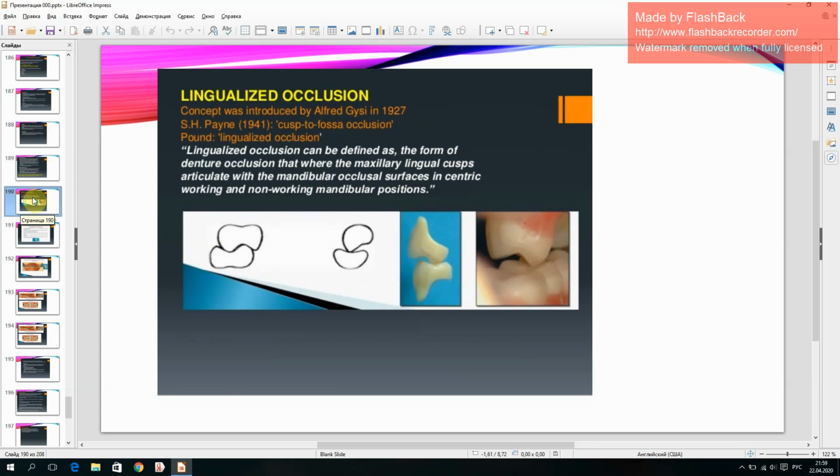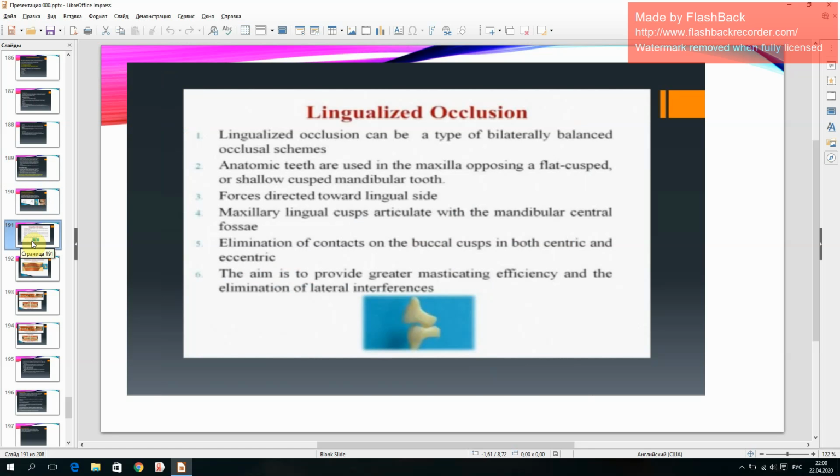Lingualized occlusion concept was introduced by Alfred Gysi in 1927. A lingualized occlusion can be defined as a form of denture occlusion where the maxillary lingual cusps articulate with the mandibular occlusal surface in centric, working and non-working mandibular positions.